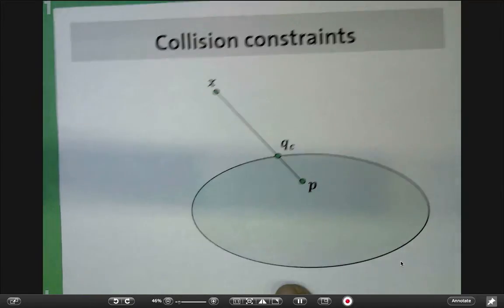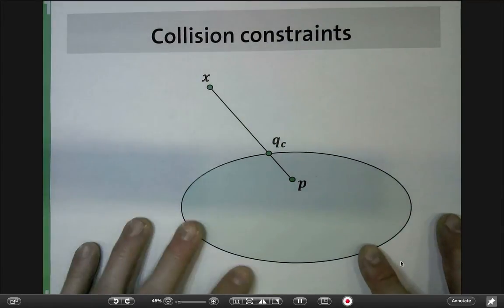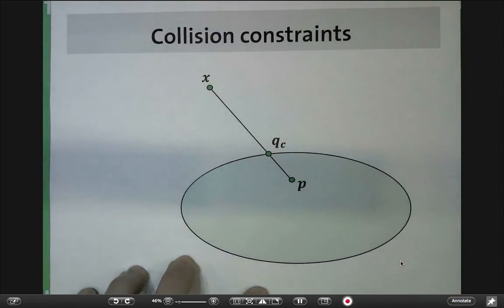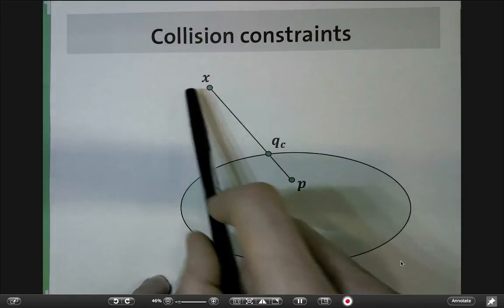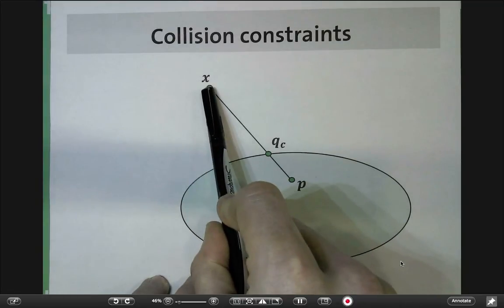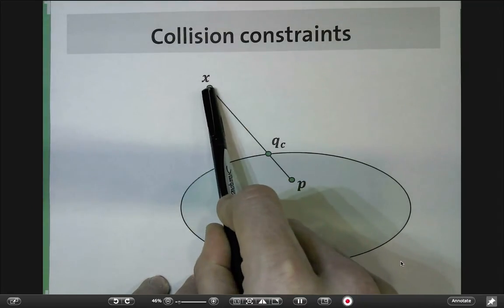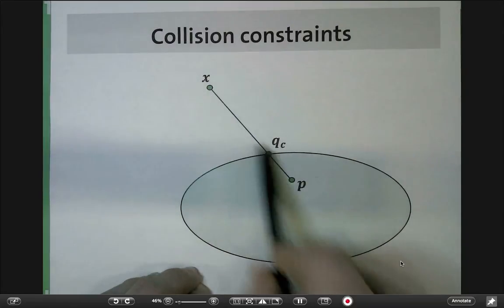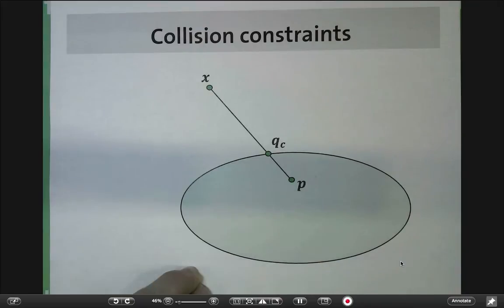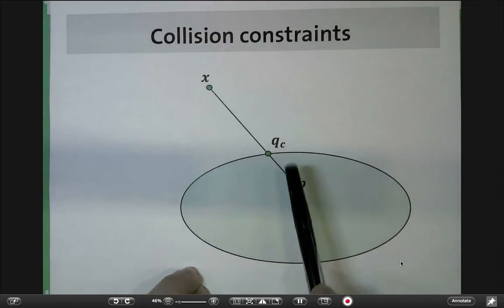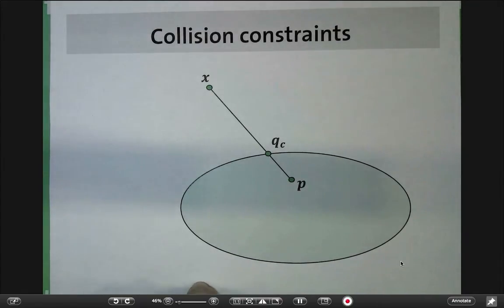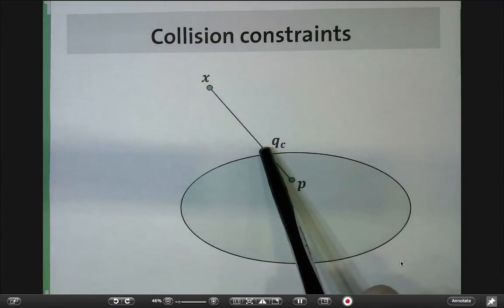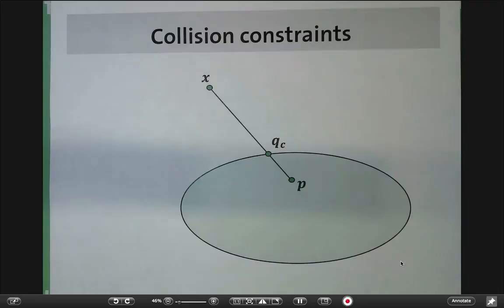So how do the collision constraints work? If I assume this is some collider here, like an ellipse, and here is where my particle was at the previous step, so everything was fine. But in the next step, somehow it made its way inside the collider. So that's not right. It should not really be there, right? So the simplest thing I can do is just connect this with a line and find where it intersects the collider. So that's the last valid point of that particle.